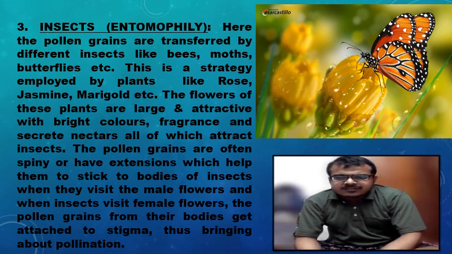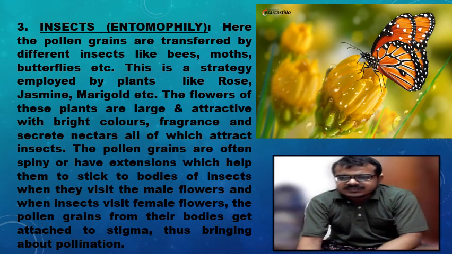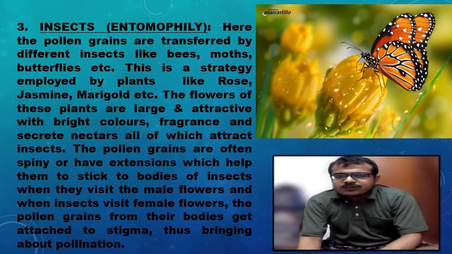Now if they land on the anther, then the pollen grains have sticky or spiny extensions which help them to get attached to the bodies of the insects. And when the insects fly and sit on the female flower, then the pollen grains from their bodies get attached to the stigma. In this way, pollination takes place by insects. Now in the next slide, you will see an animated content and a video which beautifully shows this process of insect pollination.